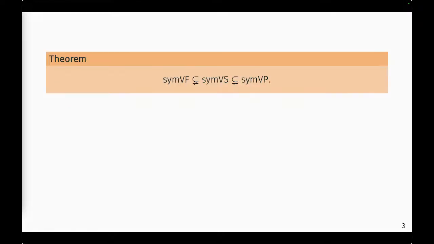Okay, here's our theorem. We are proving an unconditional separation between 3 complexity classes, symVF, symVS, and symVP. You might not have heard of these complexity classes. This is because we introduced them. This is step number 1.